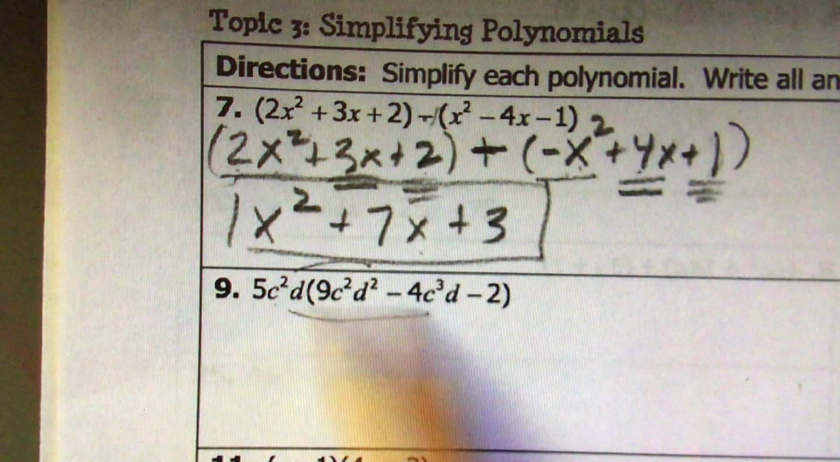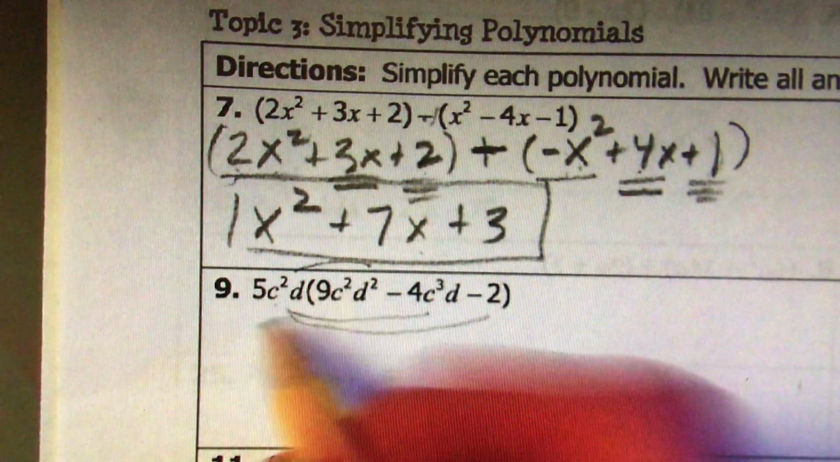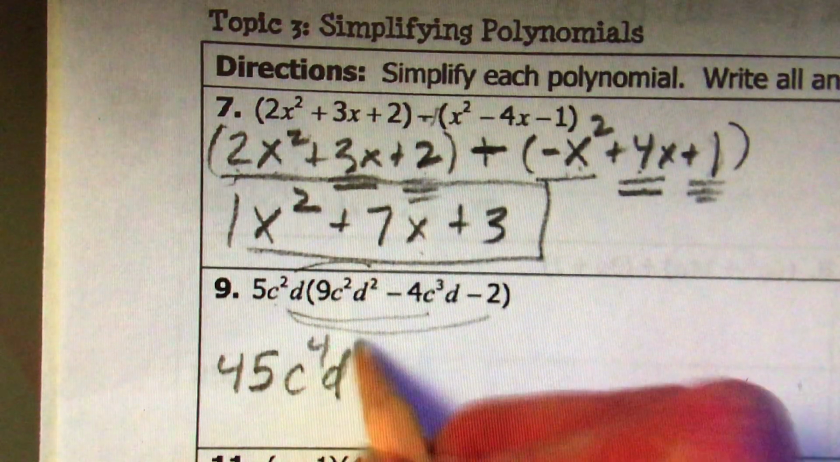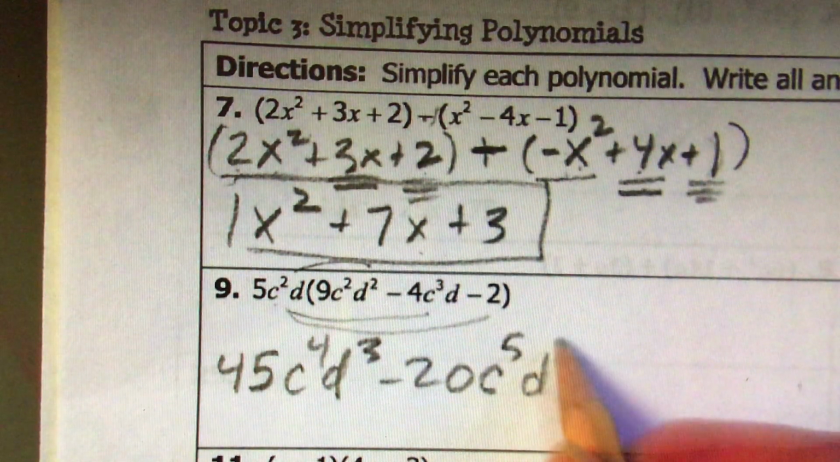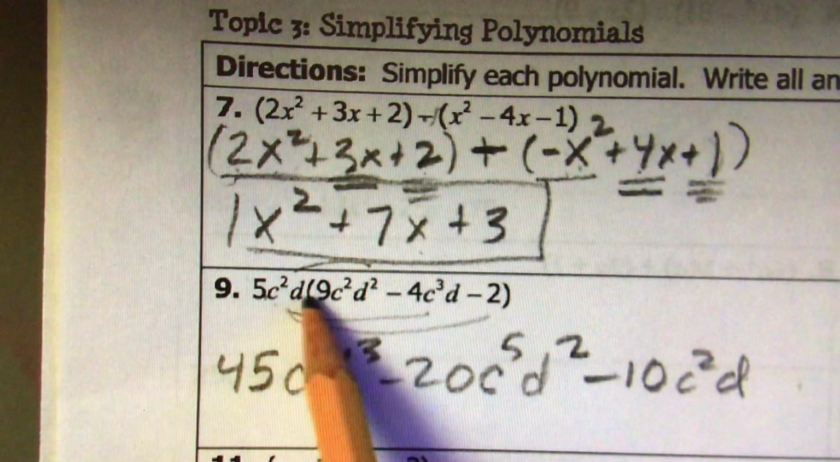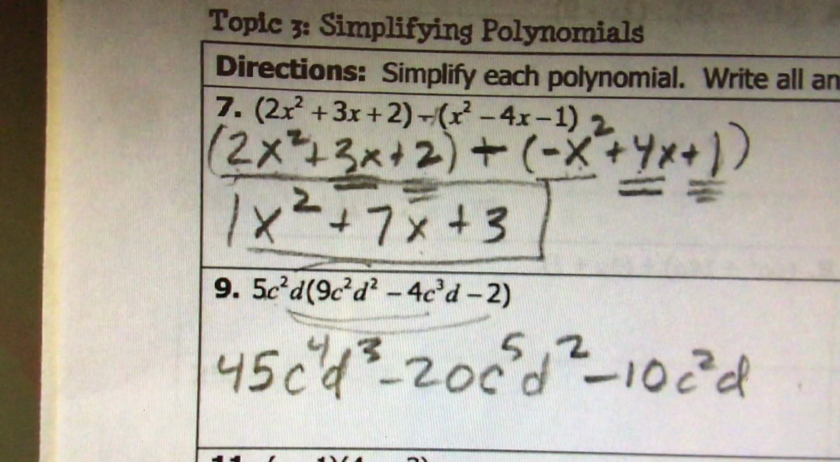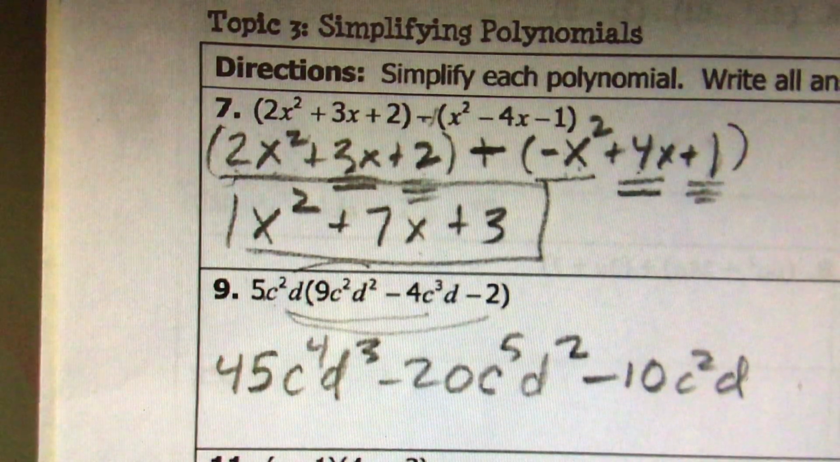We're winking and we're doing a double smile. So let's go for it. If I multiply these out, I'm going to get 45c to the 4th d to the 3rd, minus 20c to the 5th d to the 2nd, minus 10c squared d. Hopefully you can see I'm just, again, multiplying, I'm distributing this out. This is a very standard distribution. Okay, next is going to be number 10.